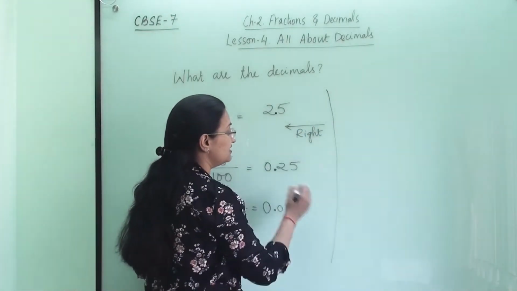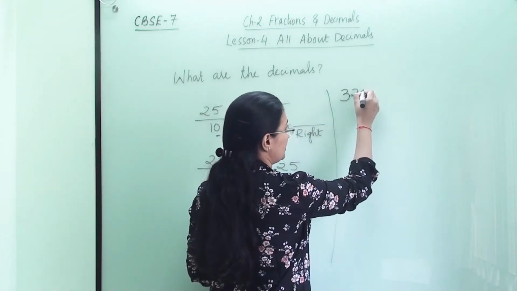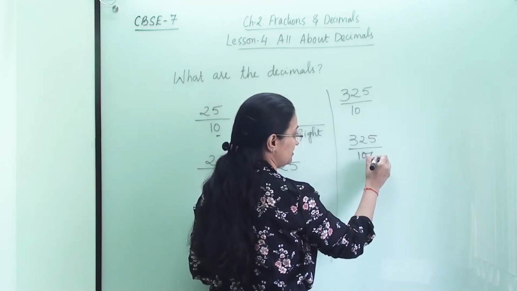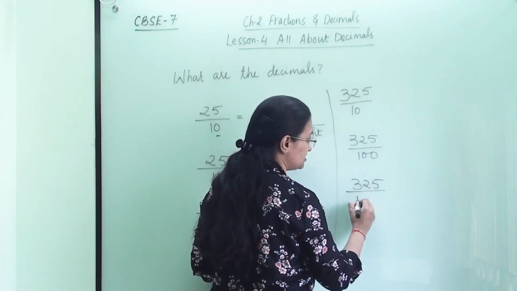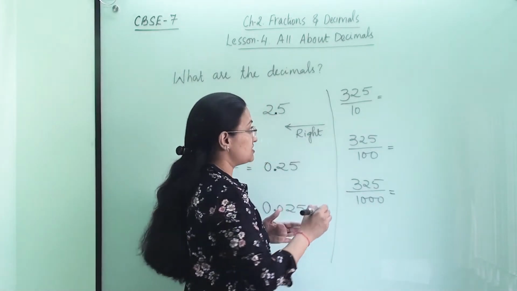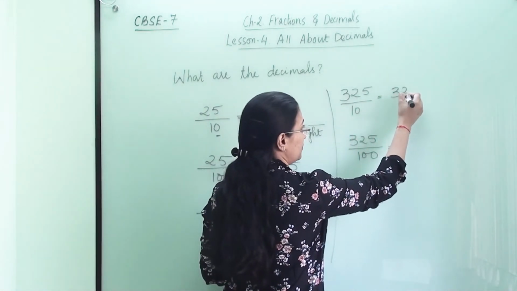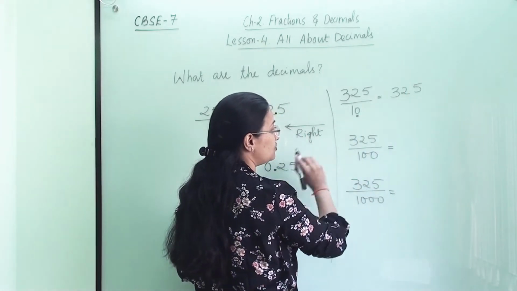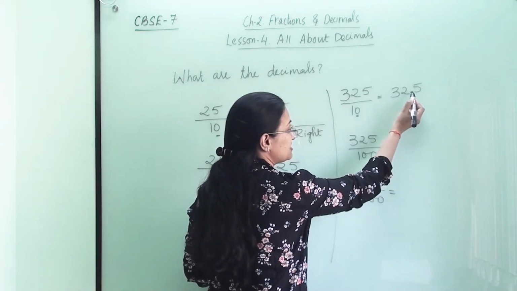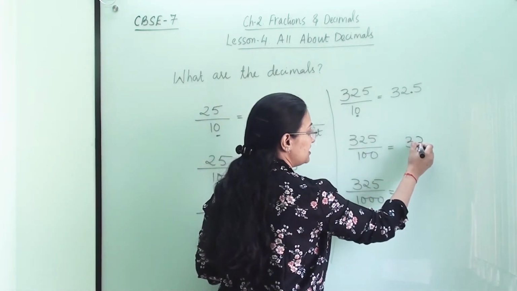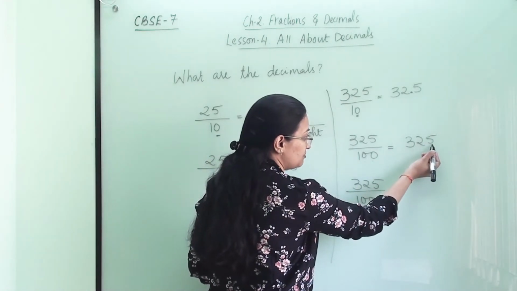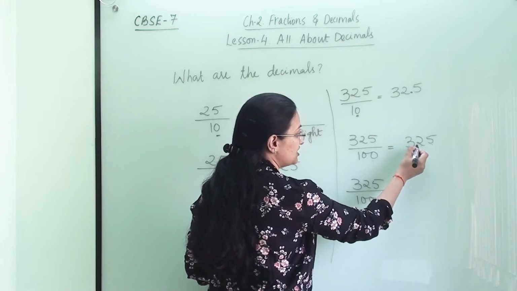Now let us understand these examples. 325 with 10 in the denominator, 325 with 100 in the denominator, 325 with 1000 in the denominator. Here we have to count the numbers and put the decimal point. So 325, and how many zeros are there in the denominator? 1 zero. So from the right we count one number and put the decimal point here. Then 325 in the second example. We have two zeros here, so we count two numbers from the right side, 1 and 2, and then we put the decimal point here.